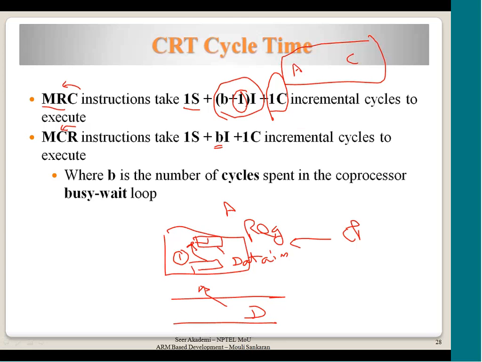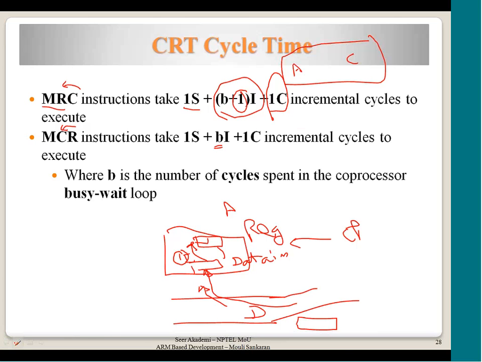Because the register value is put into the data out register and then immediately that is taken out. But when we are reading in something, it is similar to reading from memory. Okay, though it is reading from a coprocessor, it is similar to reading from a memory because it is coming through the data bus. So it will take one more internal cycle to transfer it to the destination register. That's why plus one is there.